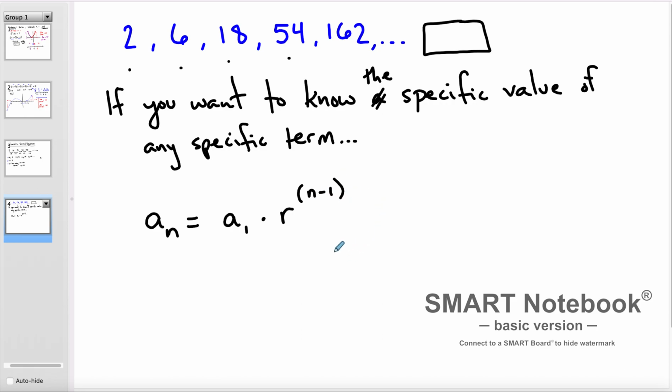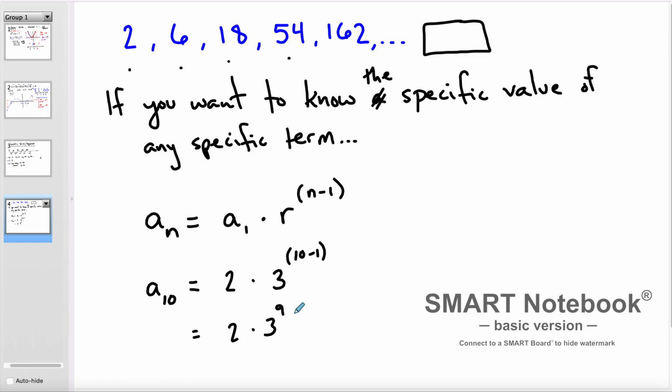Okay, so if I want to know the 10th term, I would say, I want to know what the value of the number is in the 10th term. That's equal to the first term times this geometric ratio raised to the 10 minus 1 power. That's equal to 2 times 3 to the 9th.